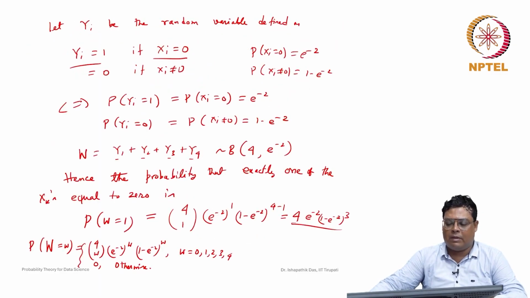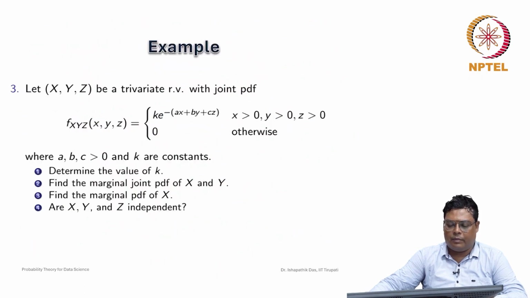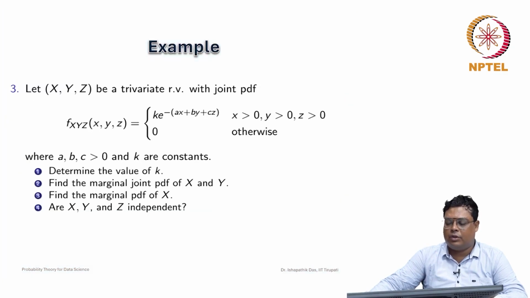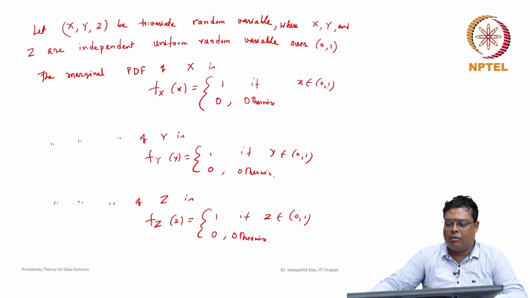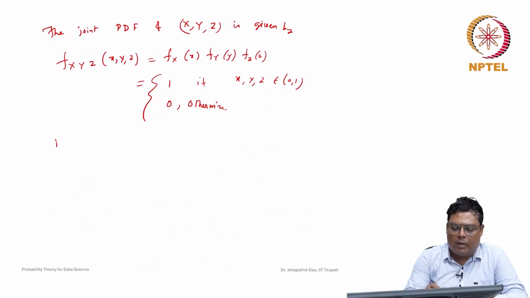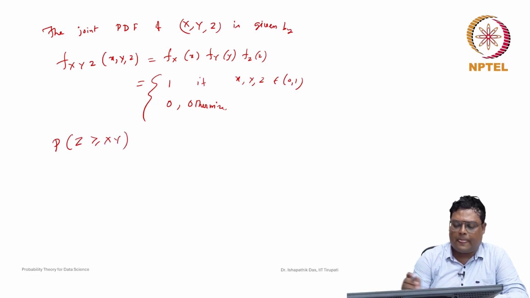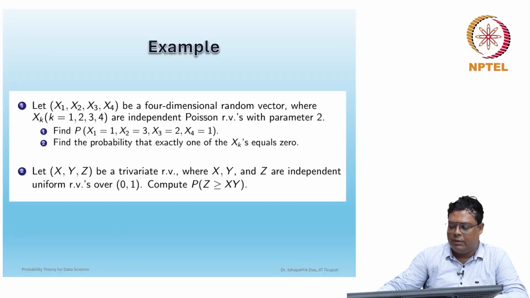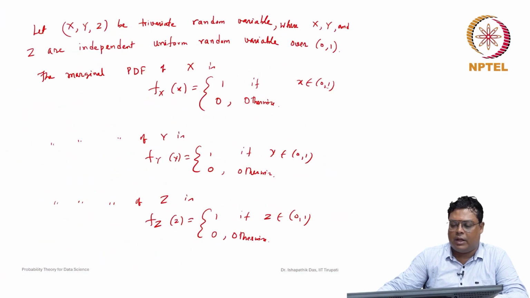So from here we can find the answer. Here it is asked: x, y, z are independent uniform random variables on 0 to 1, compute the probability that z is greater than or equal to xy. As this joint probability density function is now known, how can we find it? The probability that z is greater than or equal to xy is the value we have to find. So how can we find that?